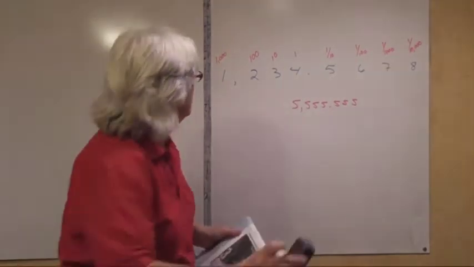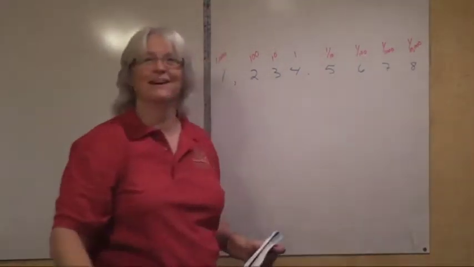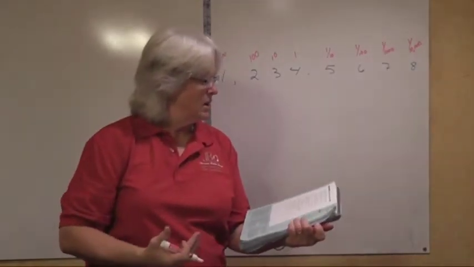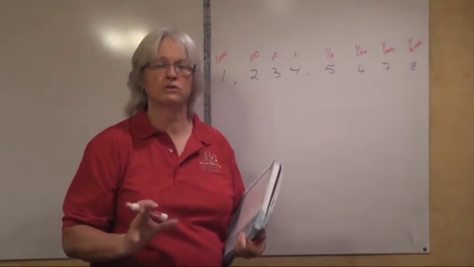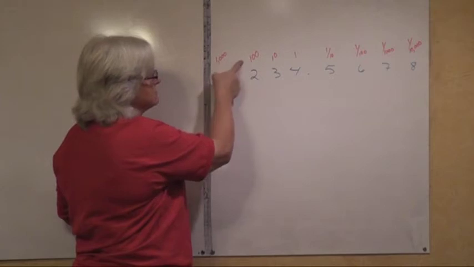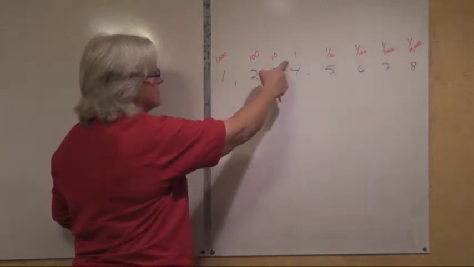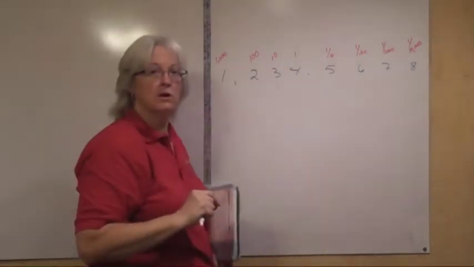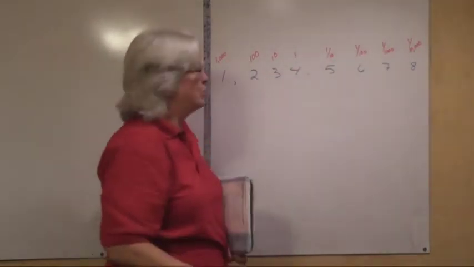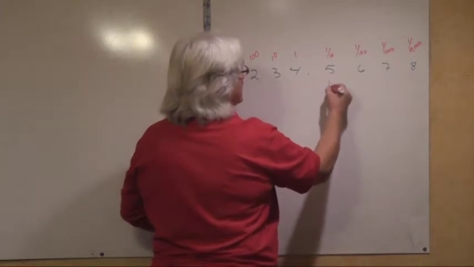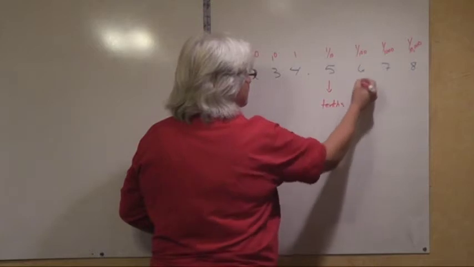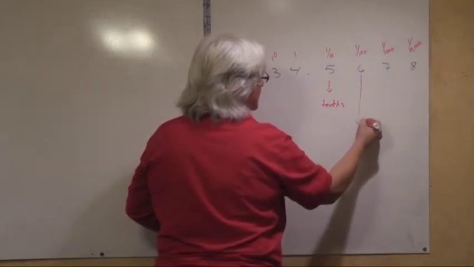And I want you to go ahead and make sure that you study your book. This is page 79 and page 80, and make sure that you understand place value. Thousands, hundreds, tens, ones, sometimes they call these units. Tenths, which can be written as 1/10. But this place value here is the tenths.